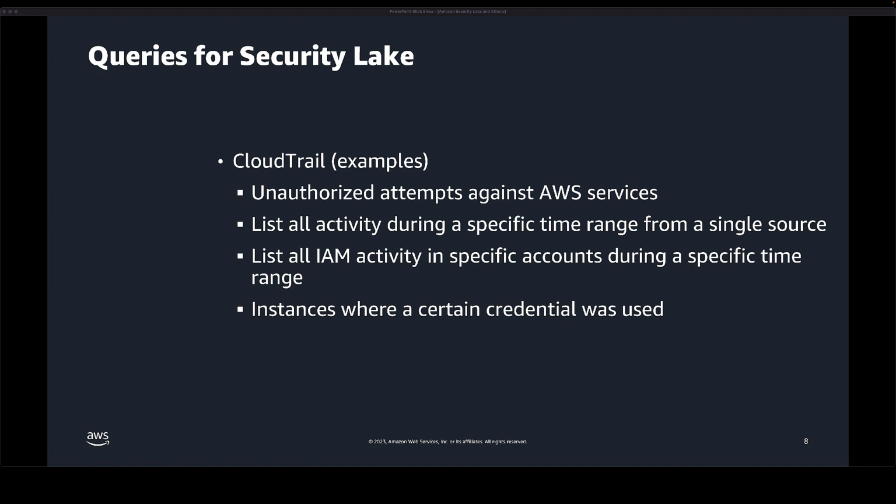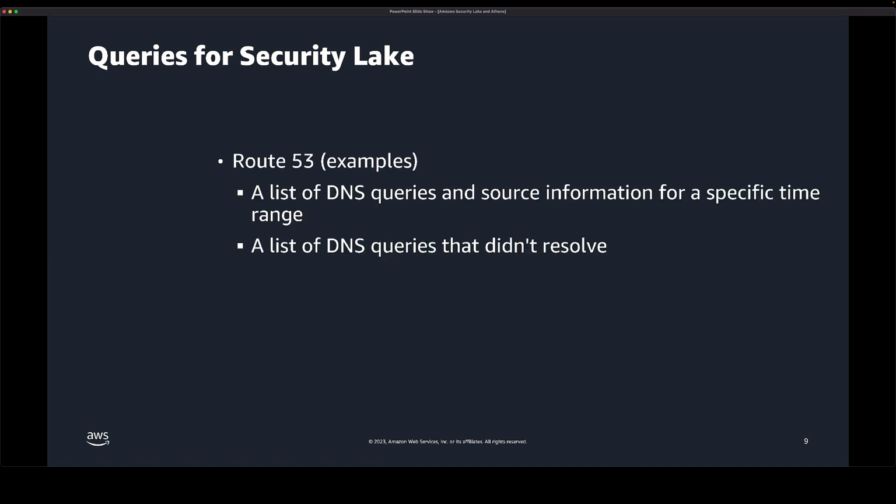For example, with CloudTrail, you can run queries to check for unauthorized attempts against AWS services, list activities within a certain time frame, list IAM activities within a certain time frame, and query on instances where certain credentials were used. For Route 53, you can have a list of DNS queries and source information within a certain time frame, and a list of DNS queries that didn't resolve.